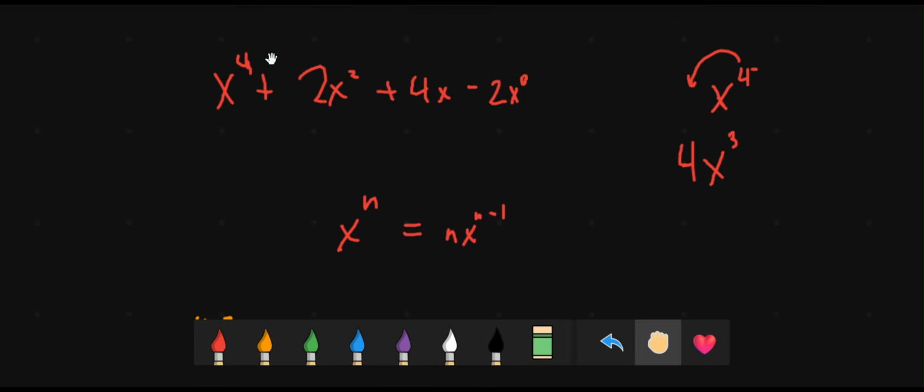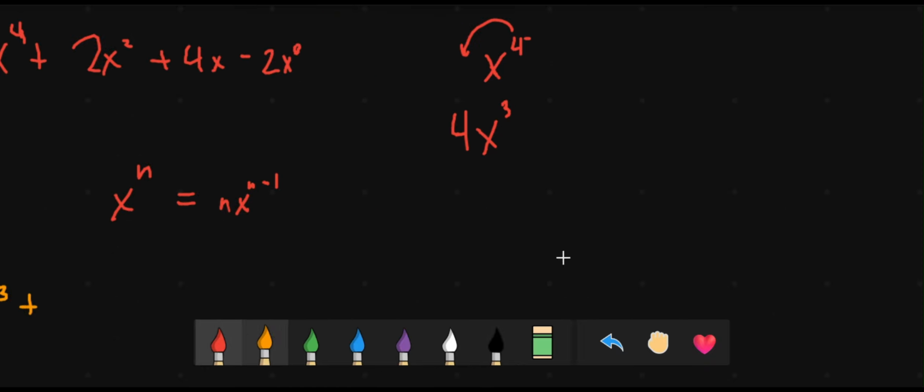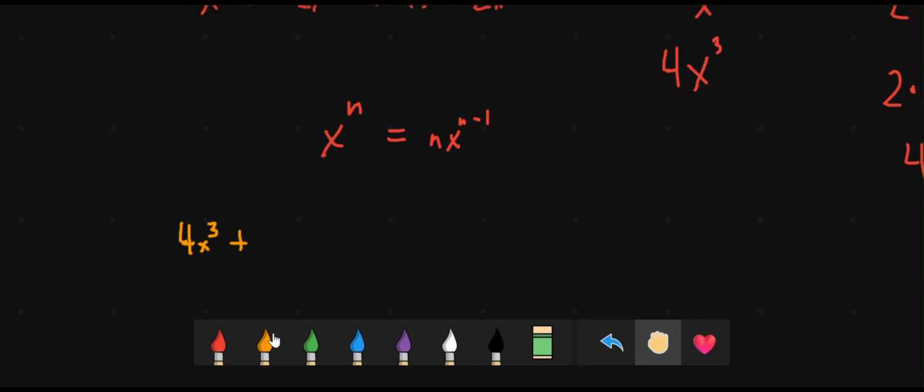Alright, now let's consider the 2x squared part of this. Now, what we're going to do is to put the 2 aside like this and get the x squared over here. And we're going to move the exponent over and reduce this by 1. So 2 times 2x to the 1. Alright, nice. So 2 times 2 here is 4. And x to the 1 is just x, so 4x. Alright, nice.